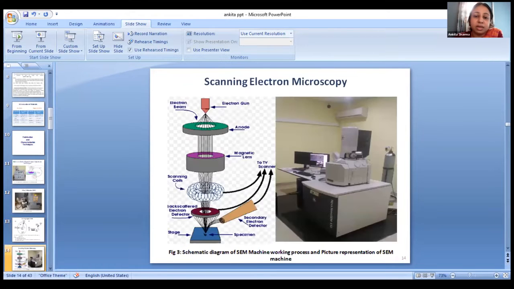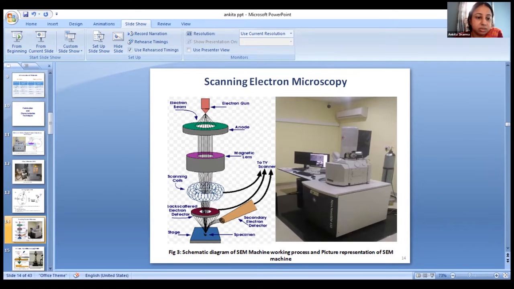Another is scanning electron microscopy. This will provide us a more magnified view and a higher quality image. In this, scattered electrons are used in order to get the image of the thin film to study its structure.